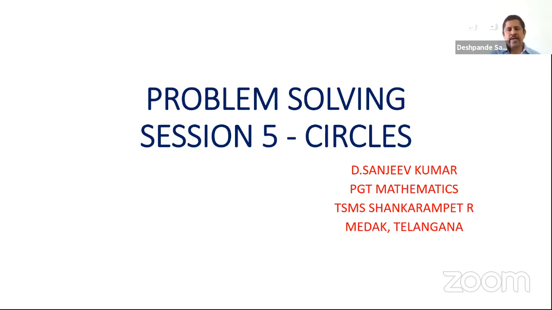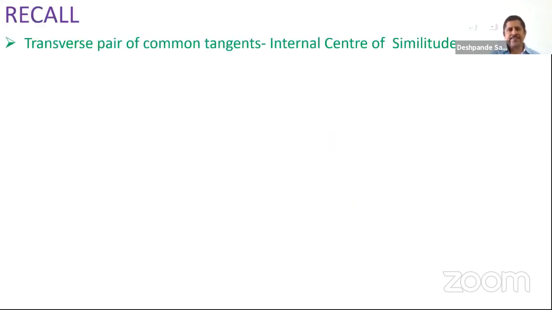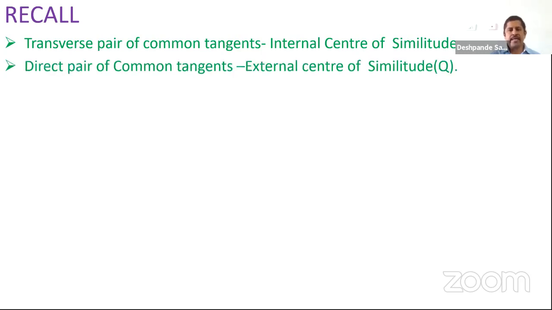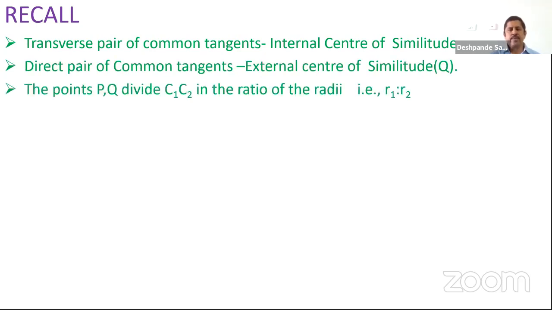So what you have learned in your previous class, just recall it. We discussed the transverse pair of common tangents and the internal center of similitude, the direct pair of common tangents and the external center of similitude. Then we discussed if the points P and Q divide C1C2 in the ratio R1 is to R2 internally, it is the internal center of similitude. If R1 is to R2 externally, then it is the external center of similitude. So you can find these values of P and Q in today's session.